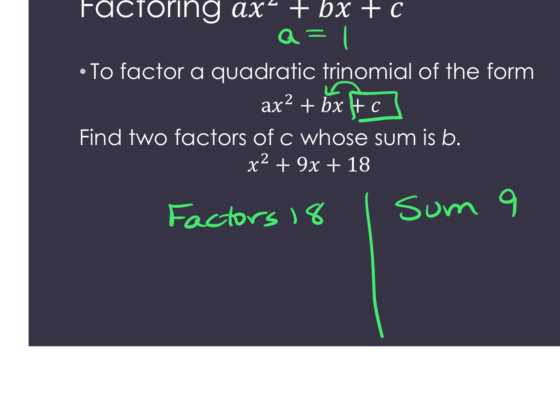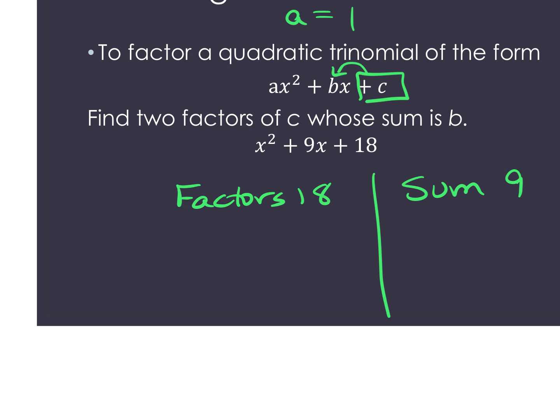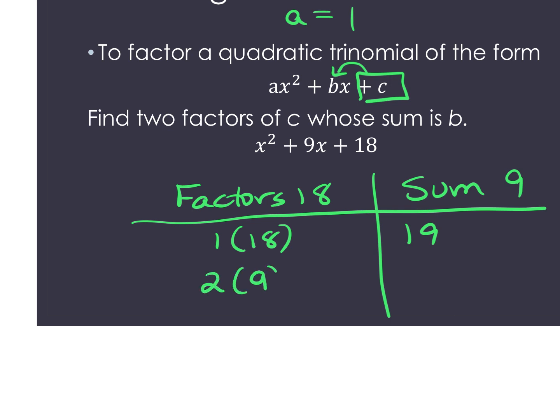So my factors of 18, and I'm going to do a nice organized list. It would be 1 times 18. But when I add those two factors, 1 plus 18, I get 19. I have not found the magic combination yet. I'm going to try the next one, and I try to do it in an organized list. 2 times 9, when I multiply them, give me 18. But when I add them, still don't have a 9 yet. It only gives me an 11.